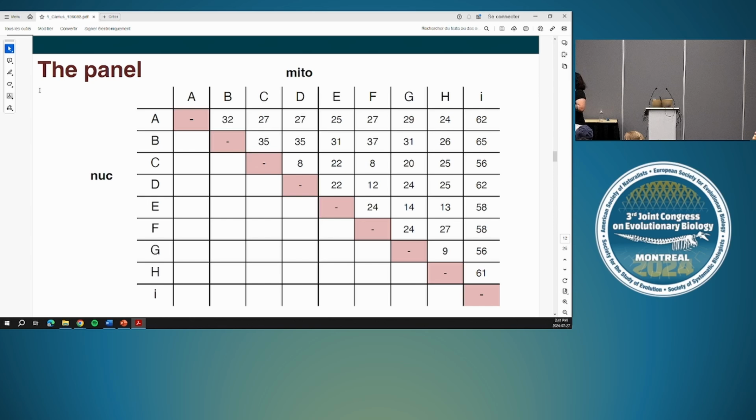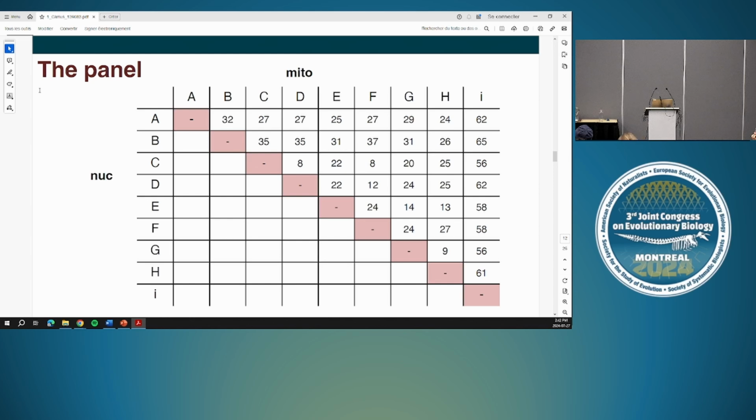And I was going to say it's the biggest panel, but, who's somewhere around here, you have 300 and something. So kudos, chapeau, well done. I can't say that anymore. So I can say it's the second biggest mitonuclear panel that I know of.